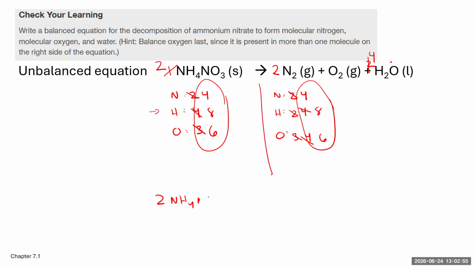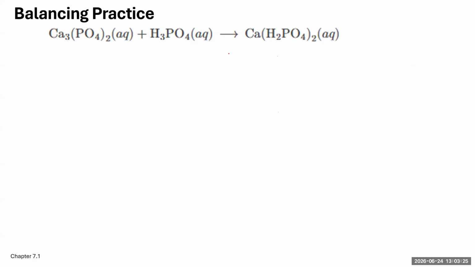NH4NO3, this is called ammonium nitrate, yields 2N2 gas plus O2 gas plus 4H2O liquid. All right. Balanced equation, right? The recipe tells us exactly how many we need of stuff, and we have no leftovers or no unused ingredients, right? All right, another one.